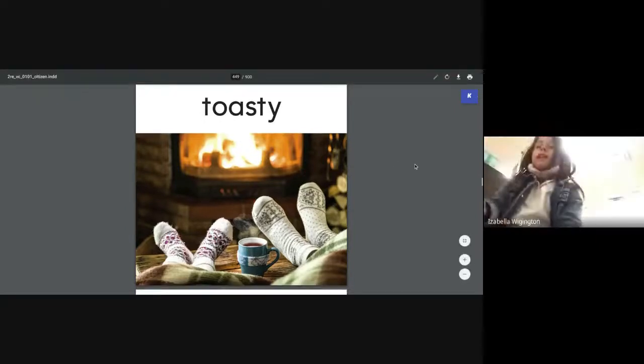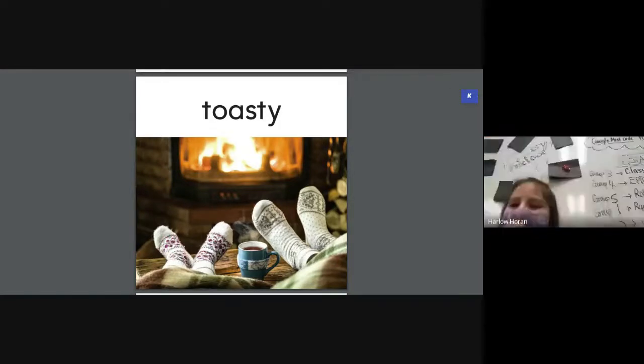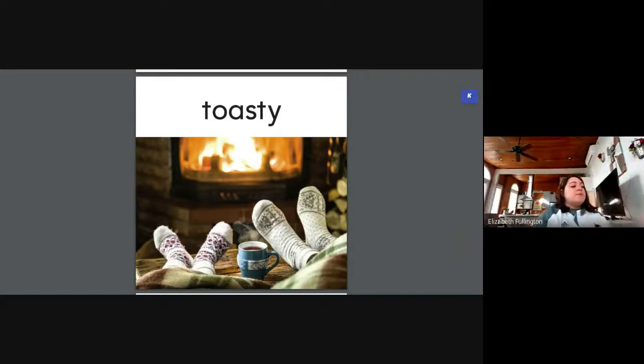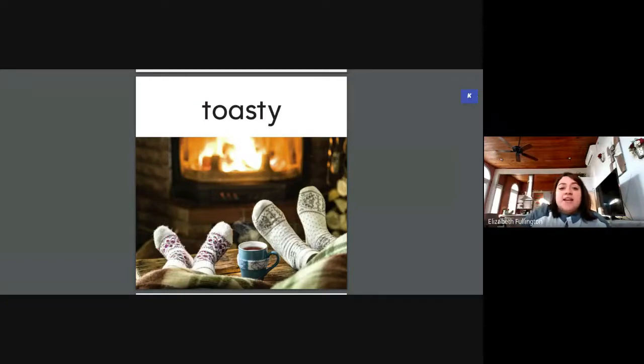So, right here, it says toasty. Everybody say toasty. Toasty. So toasty means it's warm and comfortable. This would probably be a good word for someone who has just played out in the snow, and they're coming into the warm fire, and they're sitting down, and it's toasty and warm. So they're trying to stay warm.